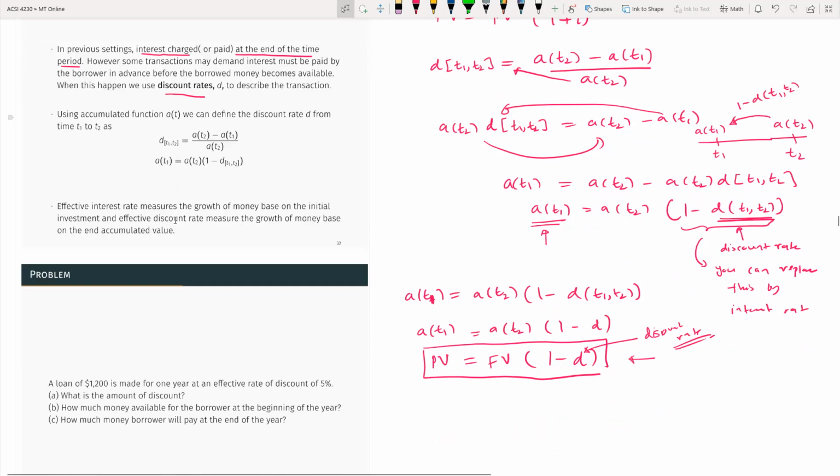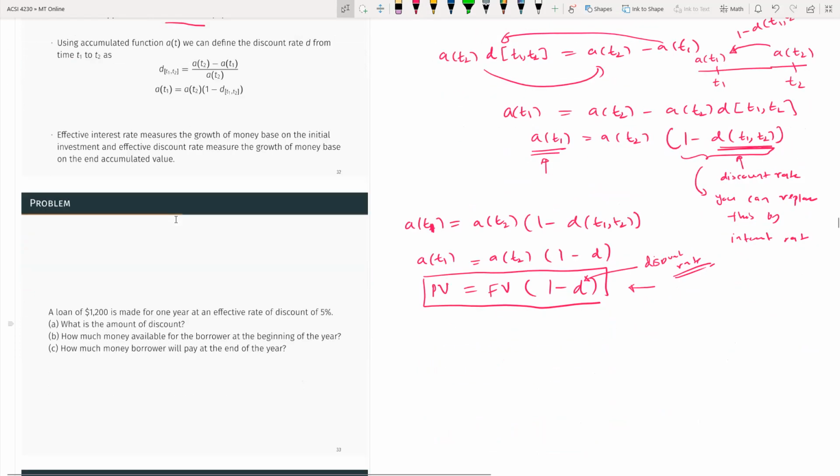So here you can see a question. A loan of 1,200 is made for 1 year at an effective rate of discount of 5%. You can also define an effective rate of discount, similar to an effective rate of interest, for a given time interval. What is the amount of discount? So we can calculate the amount of discount.